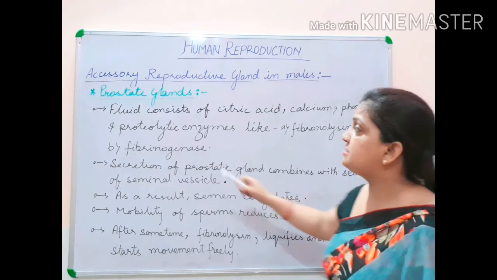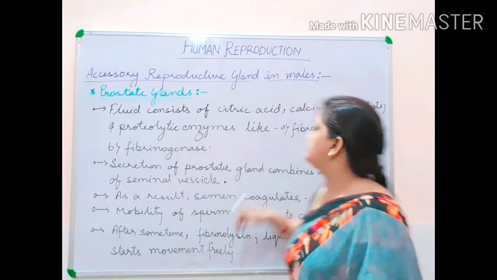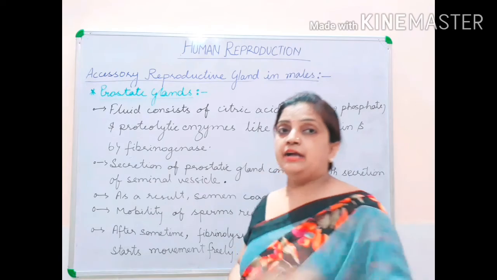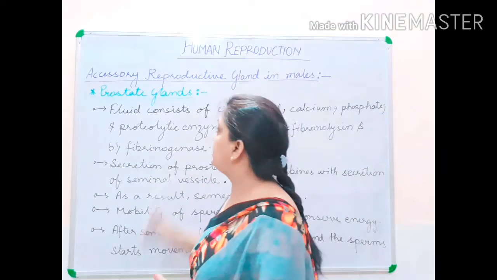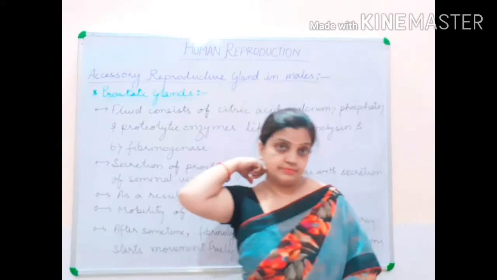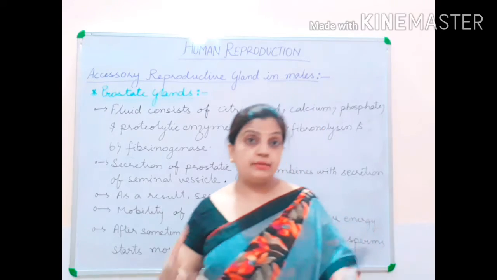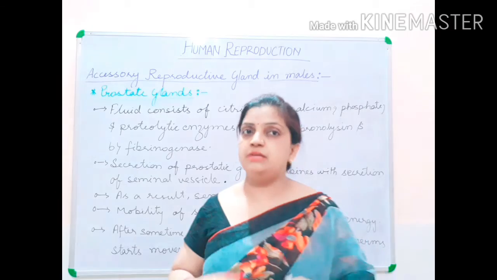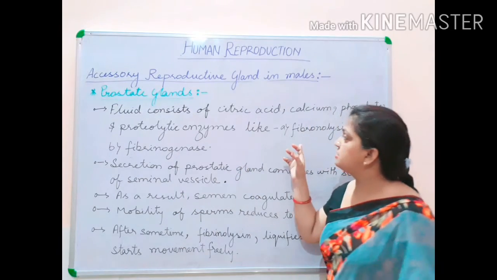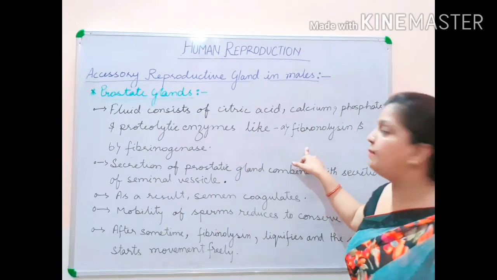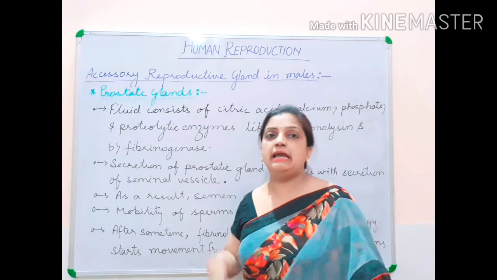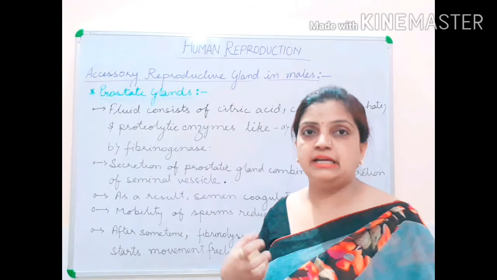Next, proteolytic enzymes like fibrinolysin and fibrinogenase are present. I told you that in the seminal vesicles, some enzymes and clotting proteins were present, which helped in clotting the semen. That function is performed by this fibrinolysin and fibrinogenase. They help in clotting the semen for a while.